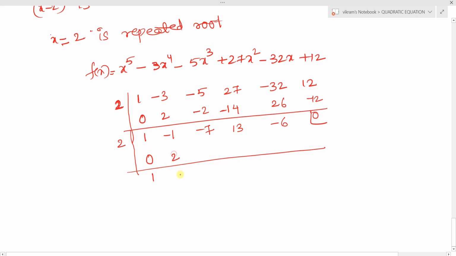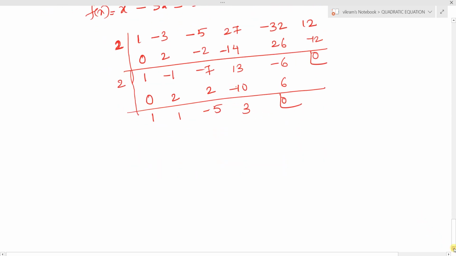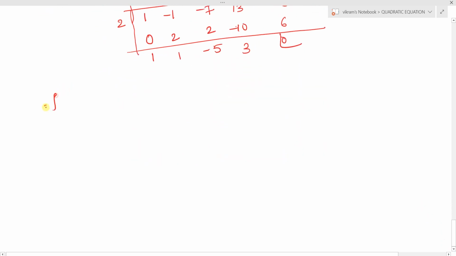1, 2, 1, 1 into 2 is 2, and over here it is minus 5. Then next, if it is minus 5, then minus 5 into 2 means minus 10. We'll get it as 3, and 3 into 2 as plus 6, and 0.